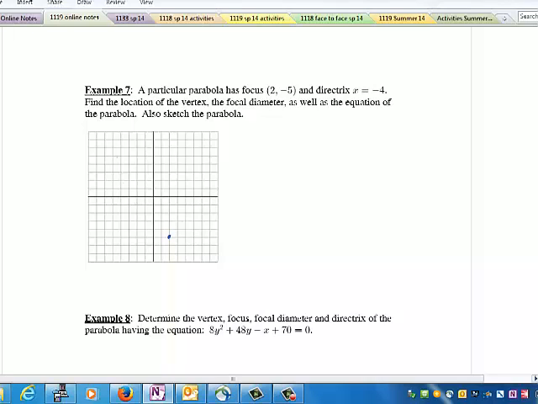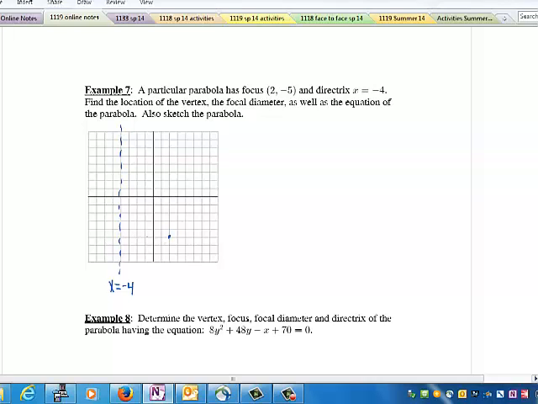1, 2, 3, 4. All right. We want the location of the vertex, the focal diameter, as well as the equation of the parabola. So this time, instead of having the vertex and the directrix, we have the focus and the directrix. The vertex has to be halfway between those two.